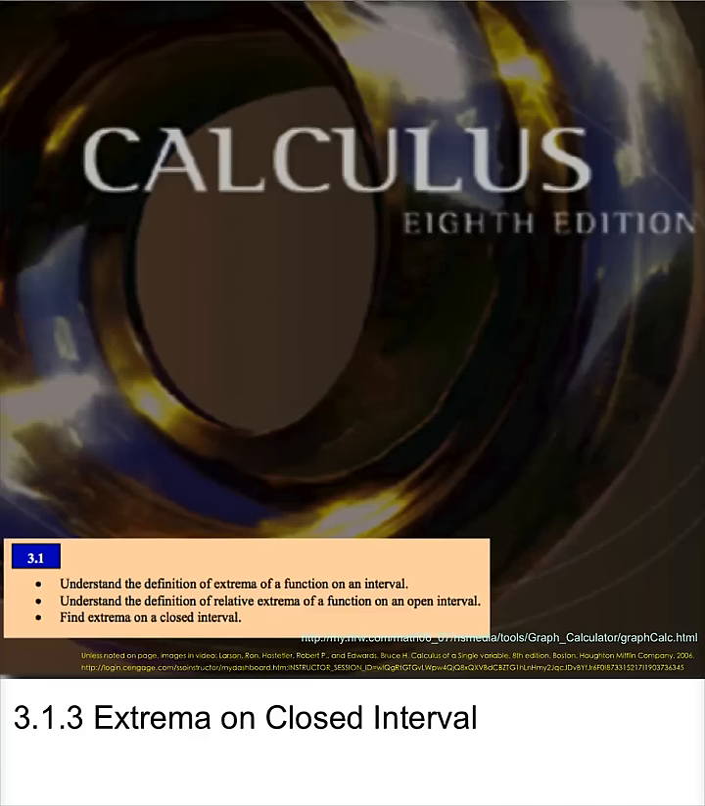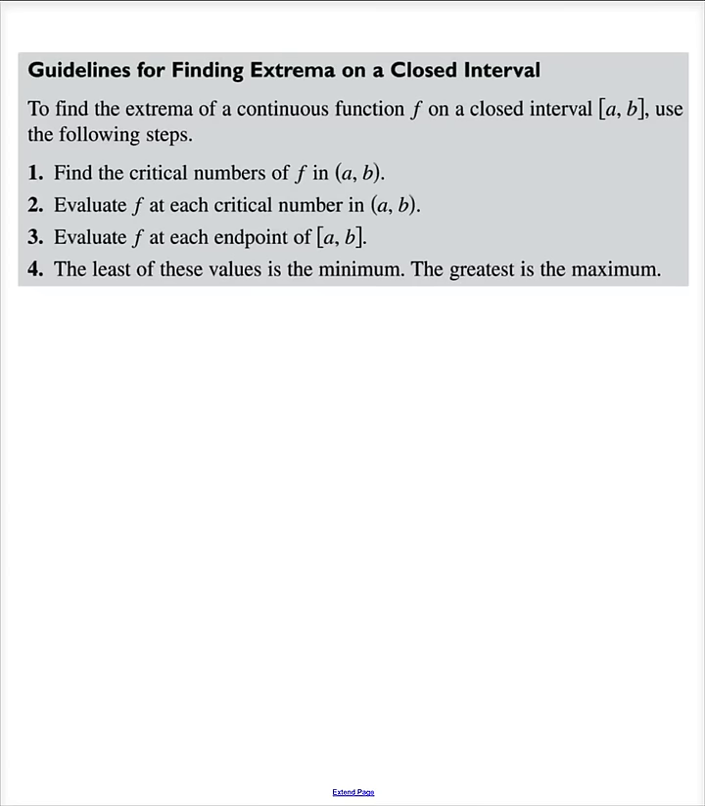Now let's see how to find extrema on a closed interval. There are a couple of steps you're going to want to follow. The first thing you need to do is find the critical numbers. So remember, to find the critical numbers, you take the first derivative and you set it equal to 0 or find where it does not exist.